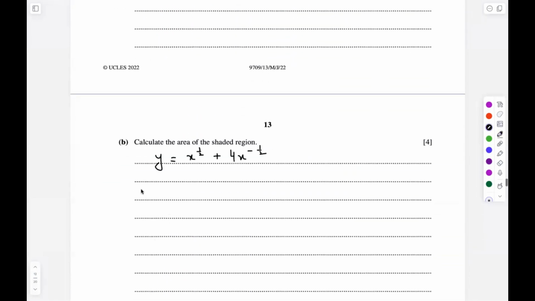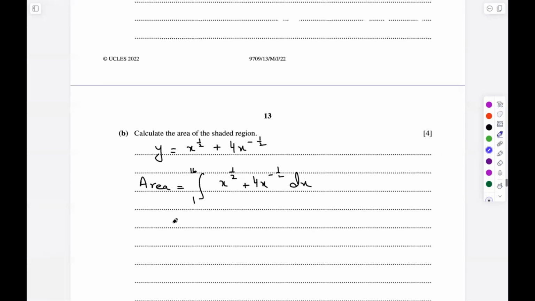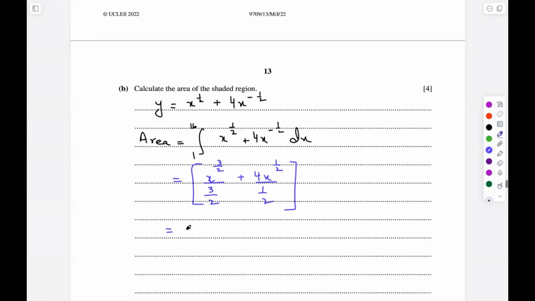Now integrating to find the area, we will integrate with the limits 16 and 1. And the equation is x power half plus 4x to the power minus half. Now integrating x power half, that will become x to the power 3 upon 2, and we'll divide it by the new power, which is 3 upon 2, plus increasing 1 upon 2 by 1, that will become 1 upon 2, and we'll divide it by 1 upon 2. We can simplify to write it as 2 upon 3 x to the power 3 upon 2, and 2 will multiply by 4, so that will become 8x to the power 1 upon 2.